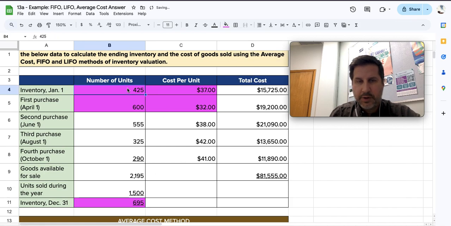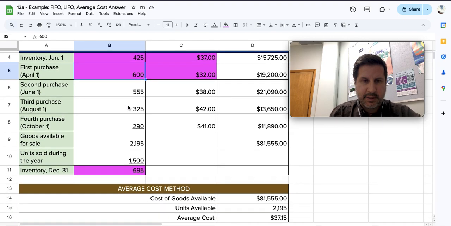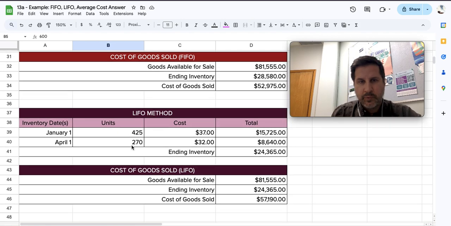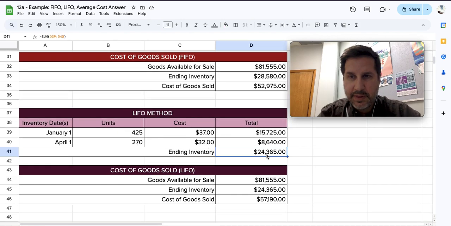So it's going to be 425 units from our first inventory. And then we are going to take whatever's left over, which is 695 minus 425, which is 270. So 270 at that cost. In this case, the ending inventory is $24,365. Again, I'm not taking you through the math because it's the same as FIFO. We just go from a different part of that chart.